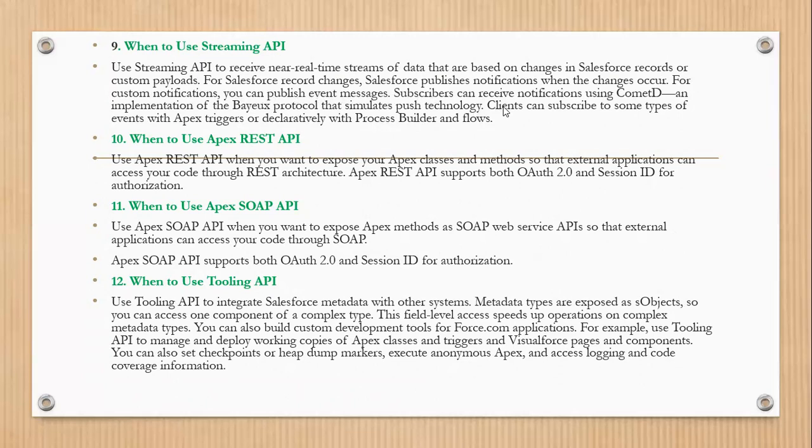Subscribers can receive the notification using the CometD API, an implementation of the Bayeux protocol, which is similar to push technology. A client can subscribe to some type of event with triggers, declaratively with Process Builder, and so on.